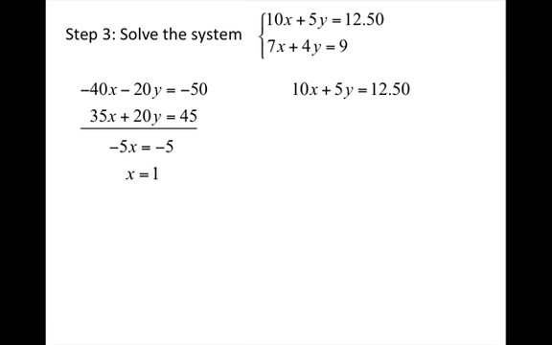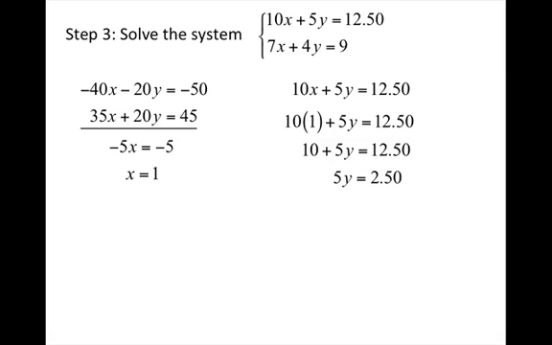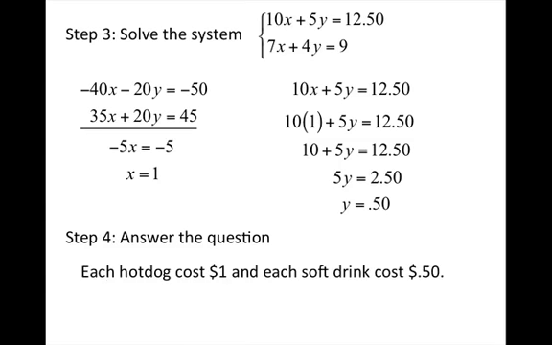So I'm going to use the 10x plus 5y equals 12.50. If x is 1, I have 10 times 1, which gives me 10 plus 5y equals 12.50. Now subtract 10 from each side, and I get 5y equals 2.50. And if I divide each side by 5, I get y equals 0.5 or 50 cents. So in step 4, to answer the question, each hot dog will cost $1 and each soft drink will cost 50 cents.